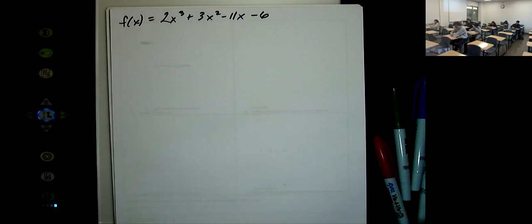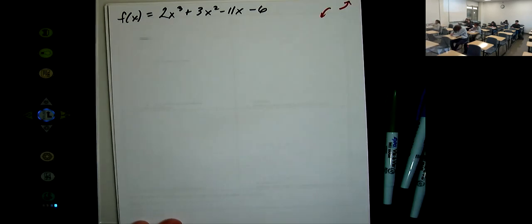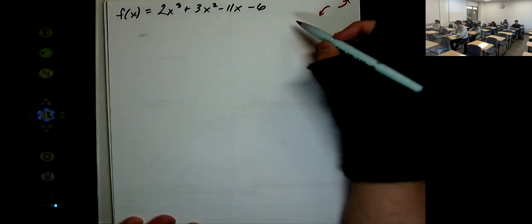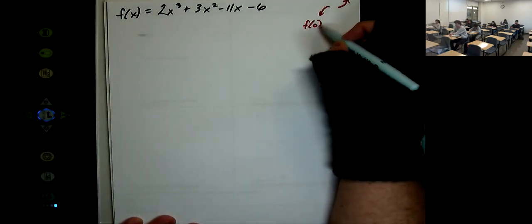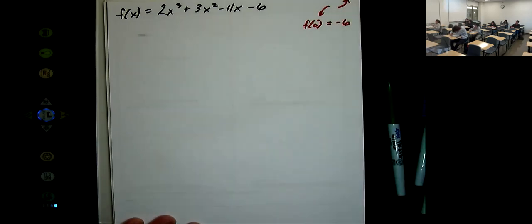Now I can tell right away my end behavior. A is positive and it's an x cubed, so I'm going to have something going on like that. And I can also see right away where my intercept is. This one is the right setup to do it. F of 0 is -6.